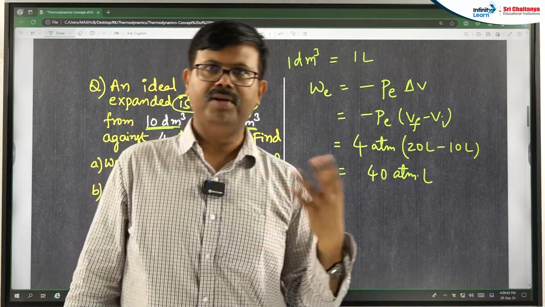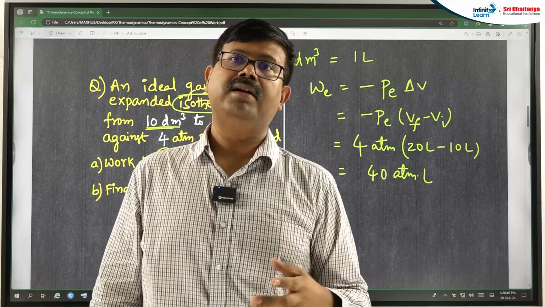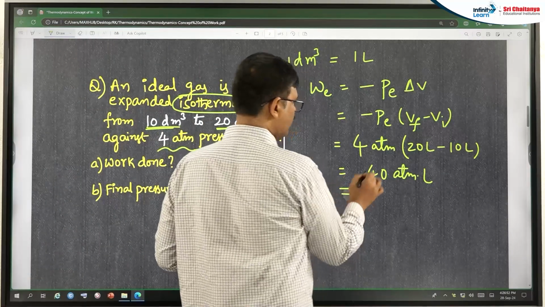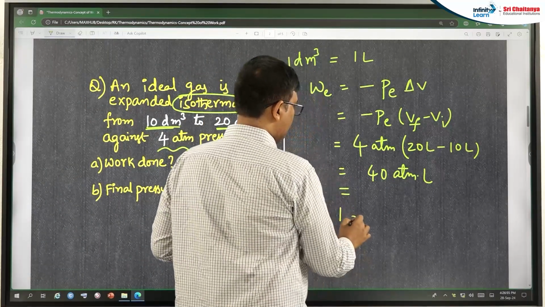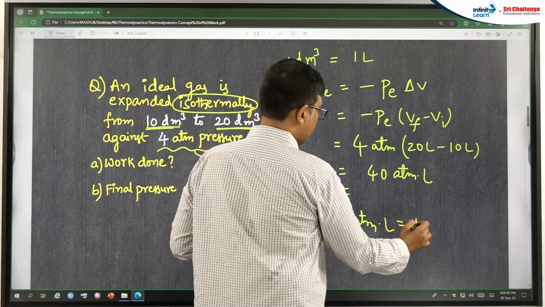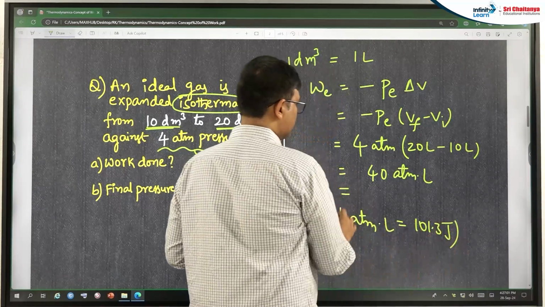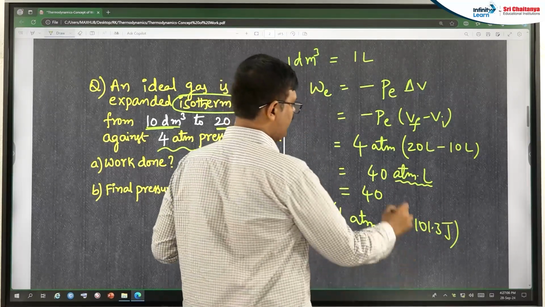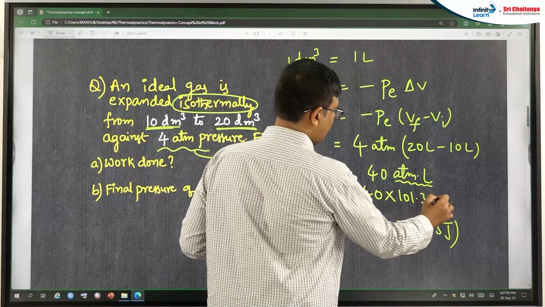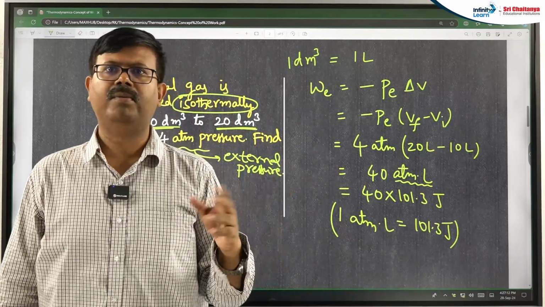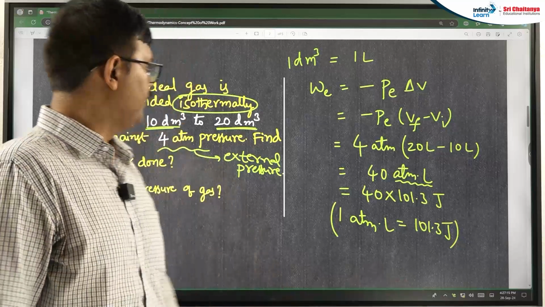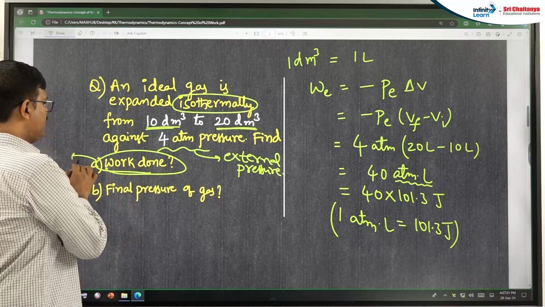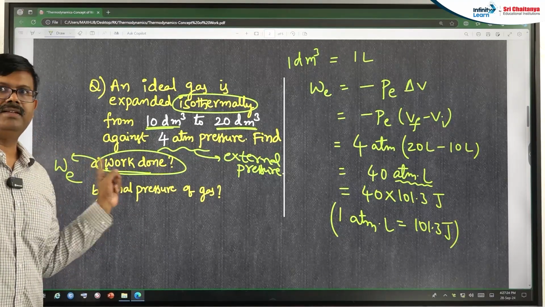Sometimes the unit is atm liter, sometimes the unit can be joules also. Then how to convert? If you want to convert into joules, remember 1 atm liter is equal to 101.3 joules. Therefore, in place of atm liter, we will put 101.3. You will get the joules. 40 into 101.3 will give you joules. So this is how you have to calculate work done. Whenever they say just simply work done, it means work done by external forces on the system.